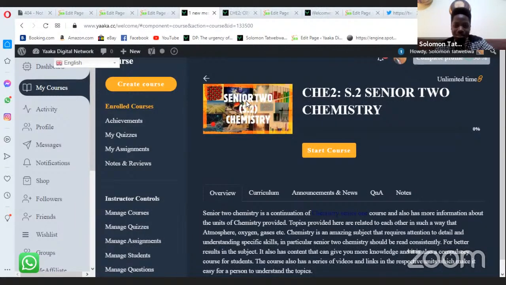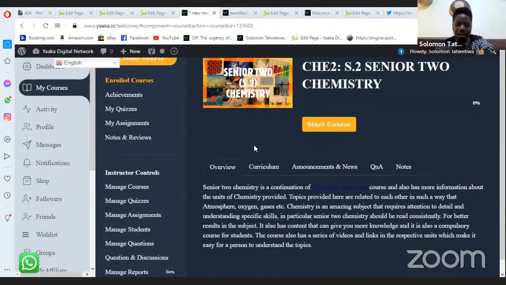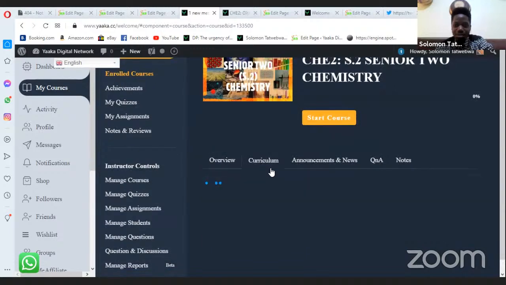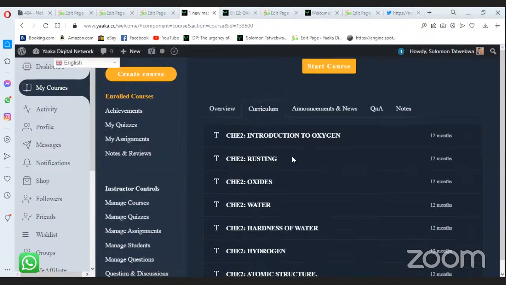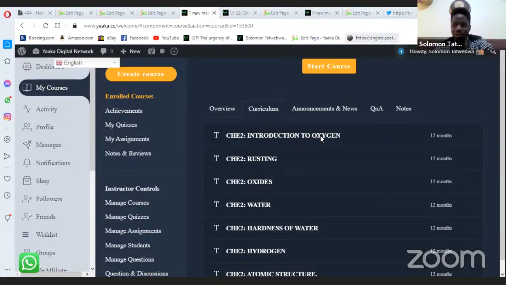Most of my courses, including biology, have this type of picture, the yellowish thing with these big words, so you always easily see those courses. Subscribe to this course by pressing the button here, start course. After doing that, you'll see the units by going here where there is the word curriculum. These are the units you have to cover for the whole year.